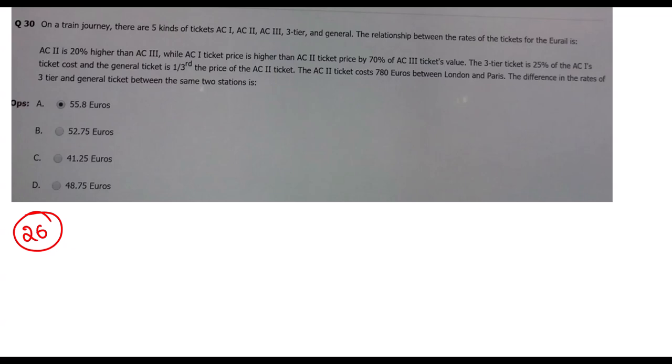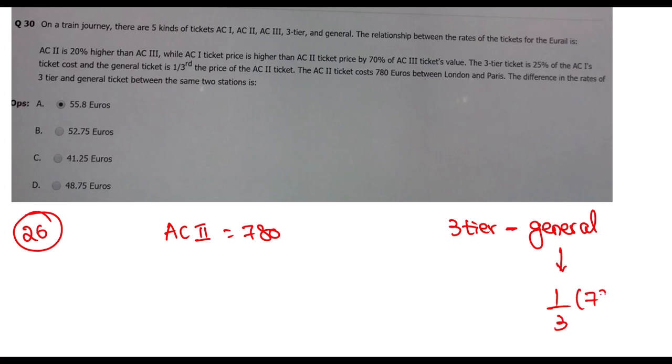Now from this we need to calculate. They given AC 2-tier cost. AC2 cost is equal to 780. Now question finally what they are asking: 3-tier minus general ticket. Now how can you calculate 3-tier from this? They given AC2. General ticket is one third of that. So general ticket is one third of 780, which is 260. It's clear. This is 260.